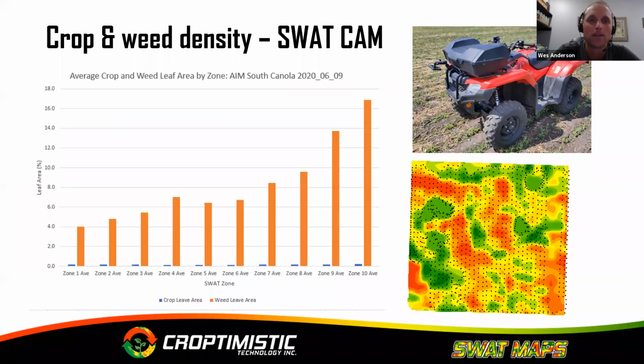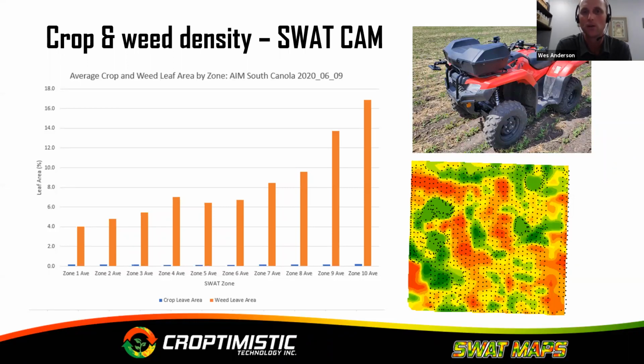Okay, switching again to something a little different, still in crop, but a different purpose. Again looking at another data layer, and this is something that's still in the research and development phase within Croptimistic, what we're calling a SWAT cam. This is relatively affordable technology that can be mounted on pretty much anything, and you'll see it on just a quad.